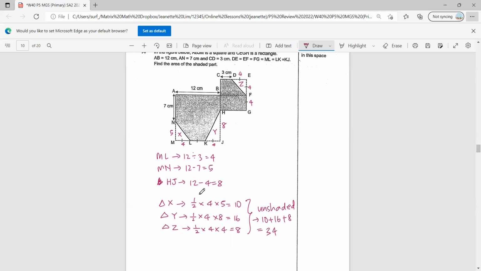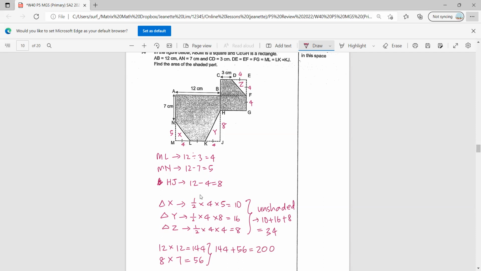We want shaded. Okay, so the total area will be the square plus the rectangle. Why so long? And why so tedious? Yeah lah, that's what I said. Very tedious. But it's not hard, okay? It's tedious and tiring.